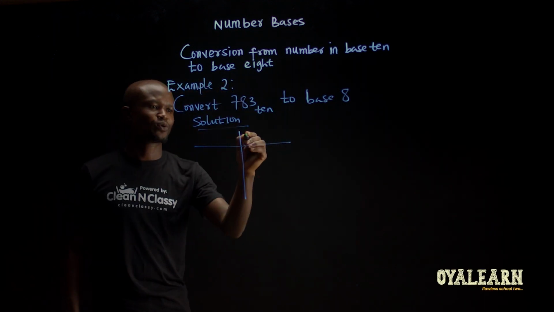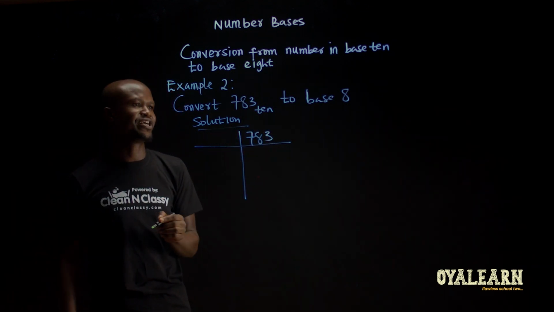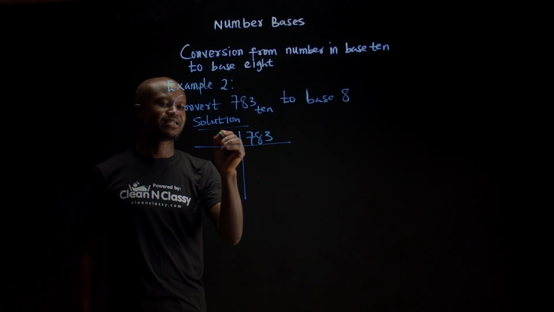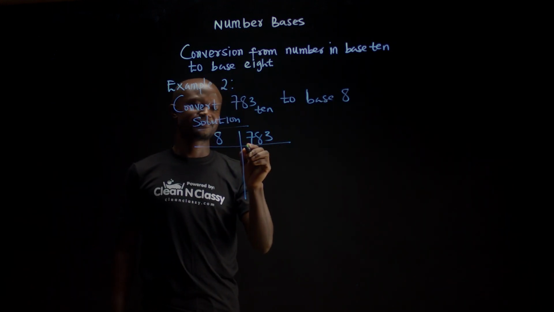Then we write the number here. That's 783. And what are we converting to? Base 8. We write the 8 here. Now we start.